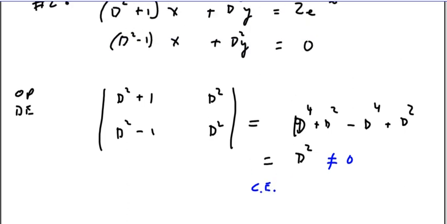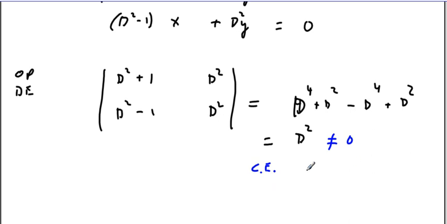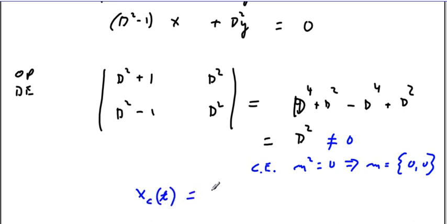Now this D squared guy is really the characteristic equation, because I've got two equations that are together. They're going to have the same characteristic equation in order to have those solutions. So the D squared guy turns out to be this characteristic equation of m squared equals 0, which implies that m is equal to solution set 0, 0. So x complementary solution, homogeneous solution, c1 plus c2 t.